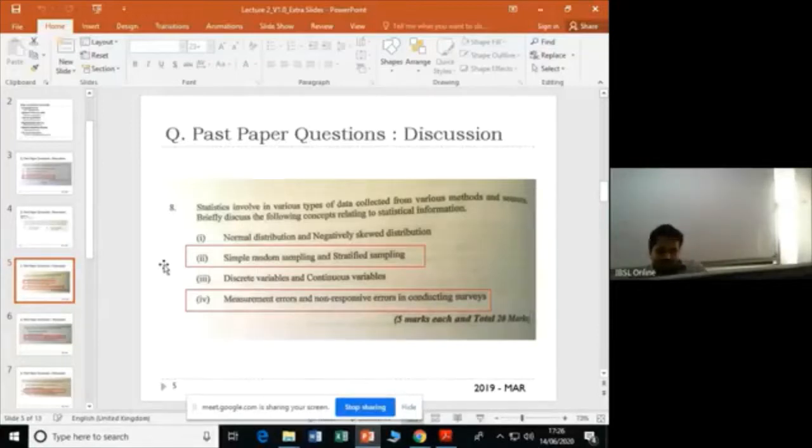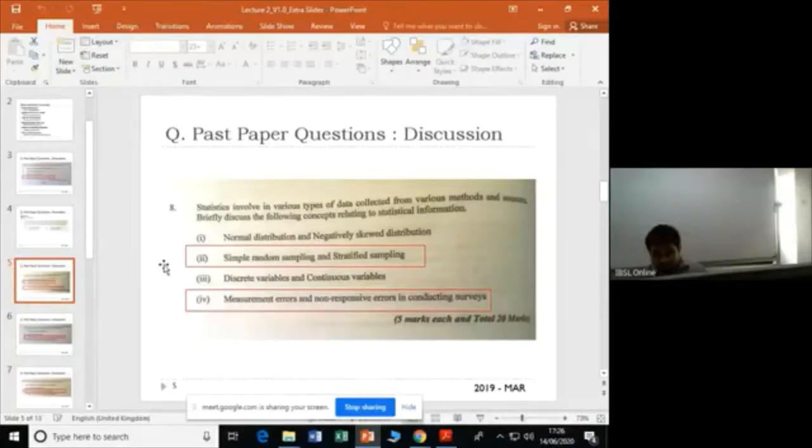Let's look at part number 2. Simple random sampling and stratified sampling. You could recall, it's a similar question to the one we answered a moment ago. Simple random sampling, where you give equal opportunity to all the items to be selected for your sample based on a random number generation method. Stratified sampling, cluster them into strata, and use a probabilistic method to select your sample from the population.